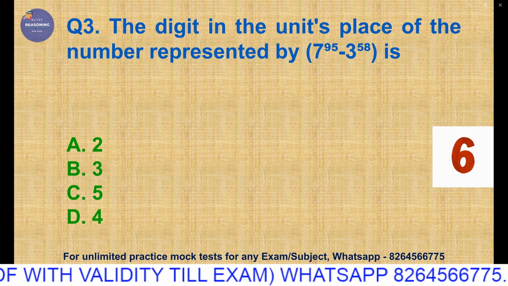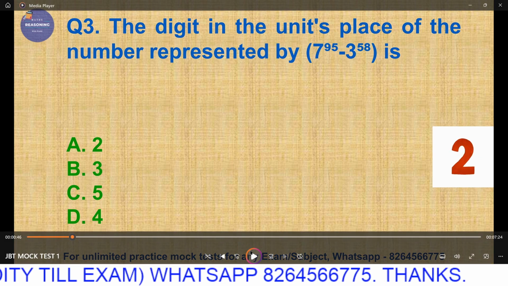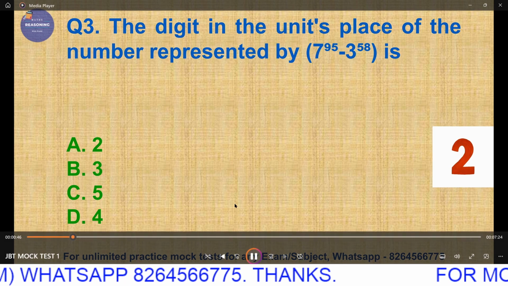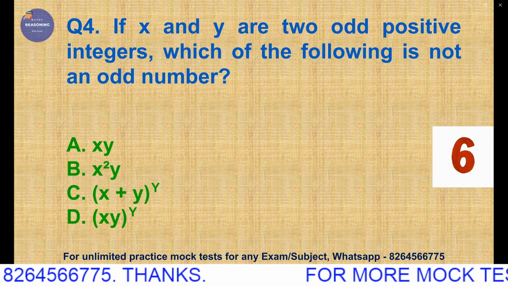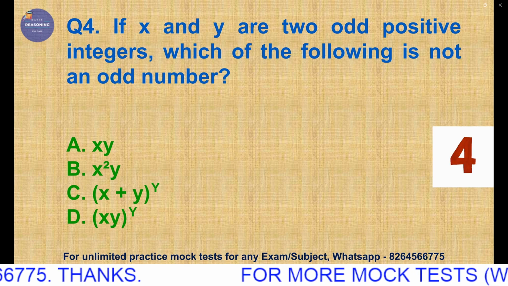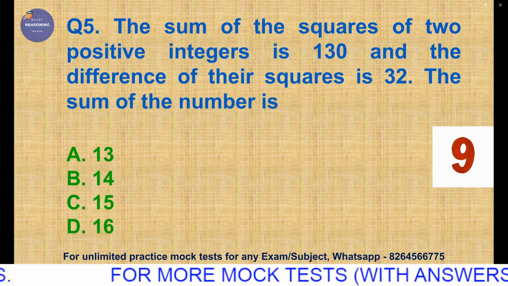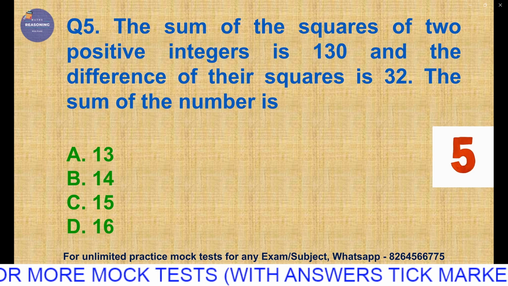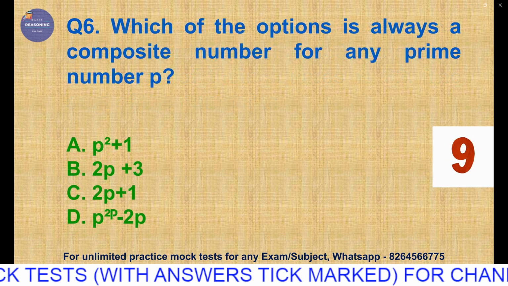The digit in the units place of the number represented by 7 raised to power 95 minus 3 raised to power 58 is. If x and y are two odd positive integers, which of the following is not an odd number? The sum of the squares of two positive integers is 130 and the difference of their squares is 32. The sum of the numbers is.